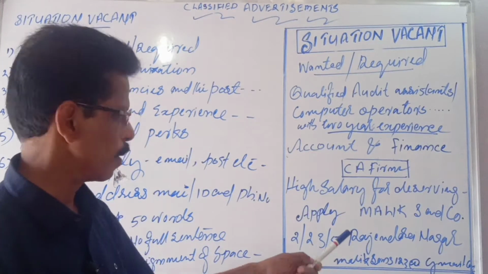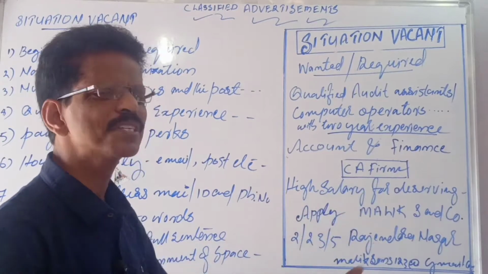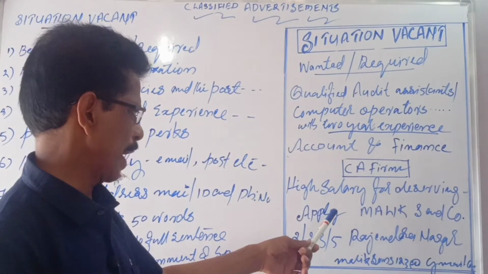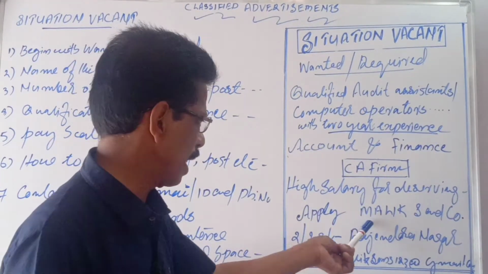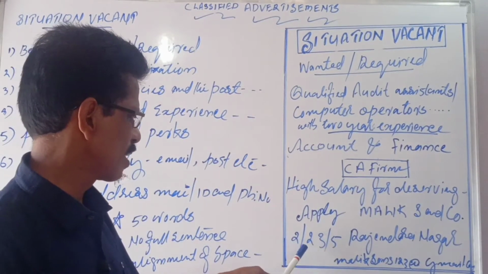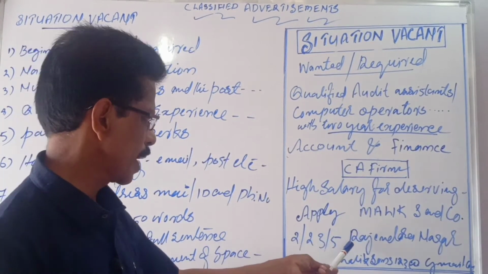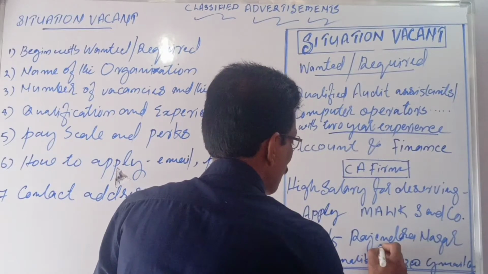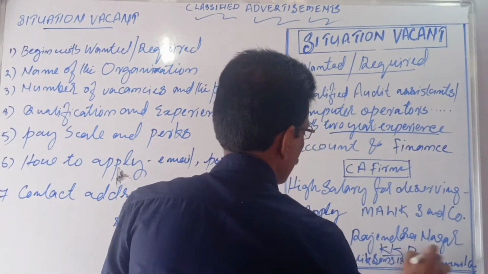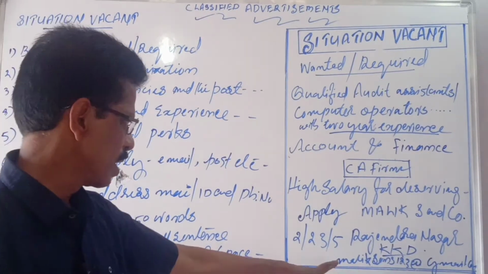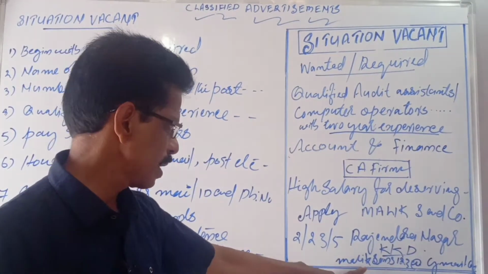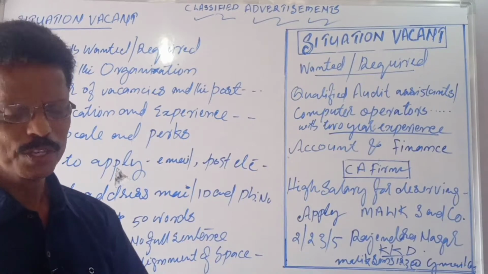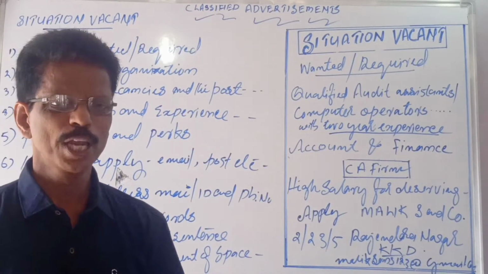I don't write deserving candidates in full. High salary for deserving means deserving candidates. I am not writing a full sentence. Now the meaning is understood. Then apply to the institution. I gave one example: Malik Sons and Company, door number 2/23/5, Rajendra Nagar. For the place you can put Kakinada or Rajahmundry, whichever you want to give. The place should be there. Then the email ID of the institution, Malik Sons 123@gmail.com. This is only an example. You might have seen advertisements like this in newspapers.